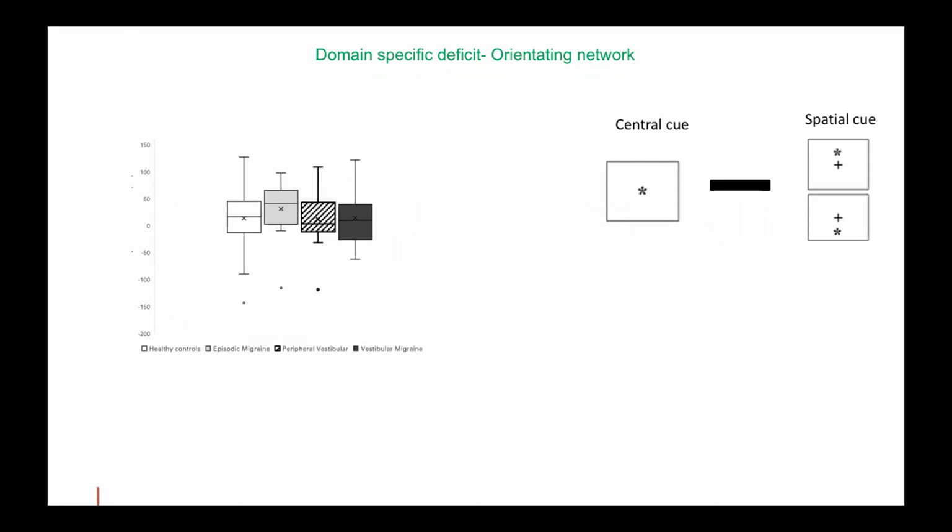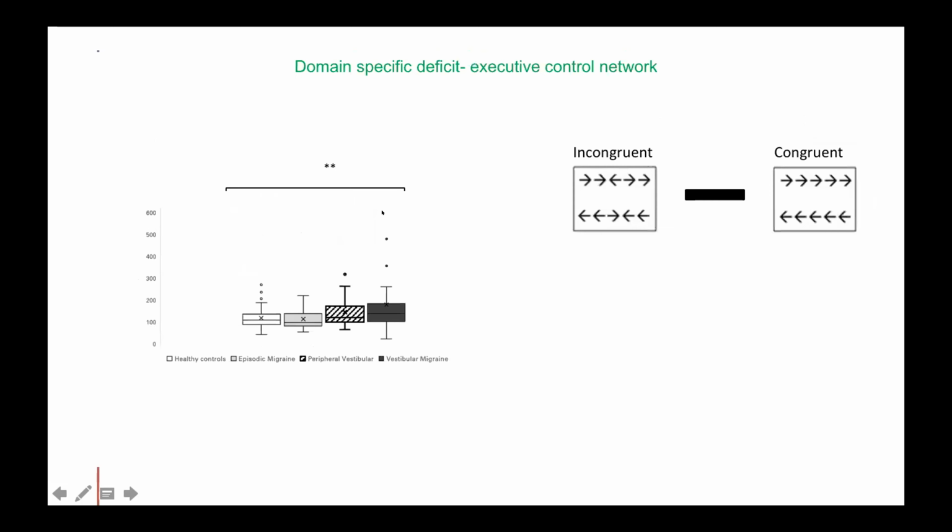Then we looked at the orientating network, which looked at the central cue minus the spatial cue. And here we have the derived reaction time. And across the board, although there was variability across the four different groups, there was no statistical difference between any of these. And then finally, we looked at the third network, which was the executive control network, which takes the reaction times for the incongruent, where you have to ignore the peripheral distracting information of these incongruently placed arrows, minus the congruent reaction times. And here we have the derived reaction time in milliseconds. Here we have controls, the episodic migraine, the peripheral vestibular and vestibular migraine. And here we observe a significant difference between the healthy controls and the vestibular migraine. So the vestibular migraine showed a deficit in the executive control network.